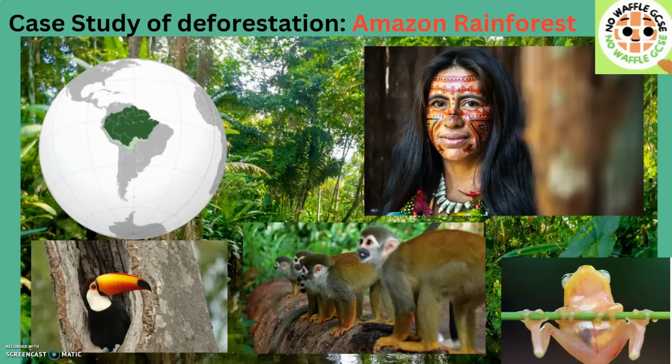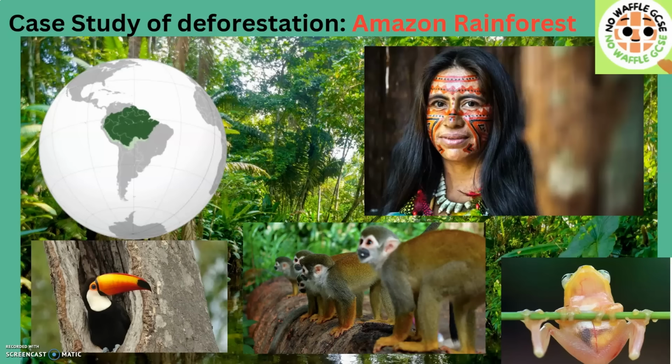So we've got a case study of deforestation. We're looking at the Amazon rainforest. So first of all, you need to know a little bit of information about the Amazon rainforest, which you can see on this slide here. On the left globe, you can see that the Amazon is massive. It spans so many places. In particular, it spans 8 countries and it's 8 million kilometers squared.